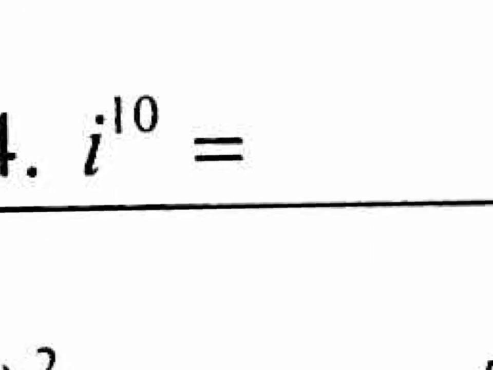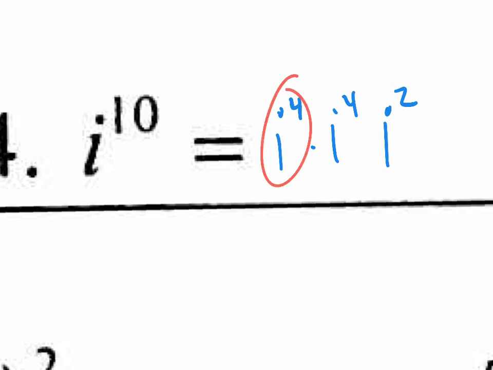How about this guy? i to the 10th. i to the 4th times i to the 4th, and how many more i's do you need? i to the second. Right. You need 2 more i's, so you have an i squared, and we already know the i to the 4ths are 1. All you have to do is deal with i squared. What's i squared? Negative 1. Ta-da.